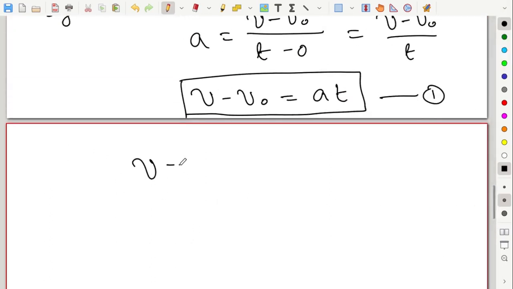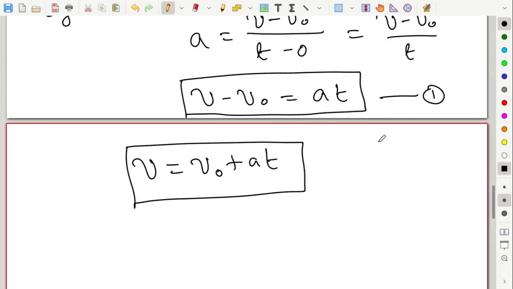Or we can solve for v. If we find v from this, what do we get? We can take this v naught to this side, therefore minus v naught becomes plus v naught plus at. Either we can call the first form the first equation of motion, or you can call this one. Both the equations are called the first equation of motion. Both of them are equivalent.